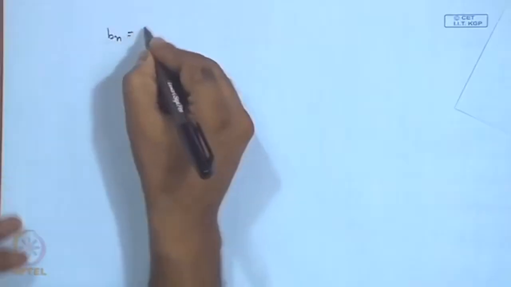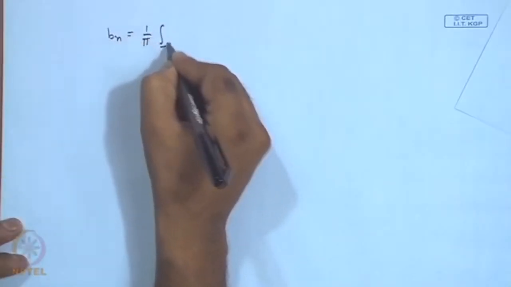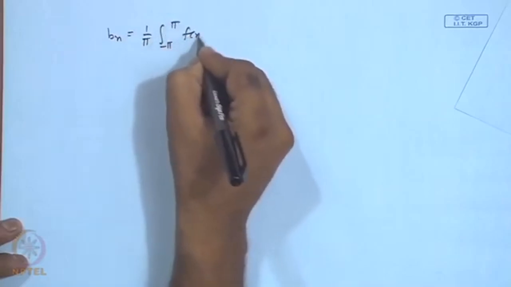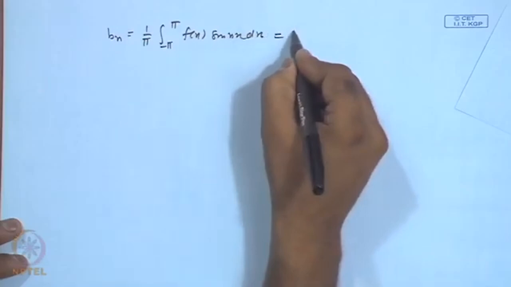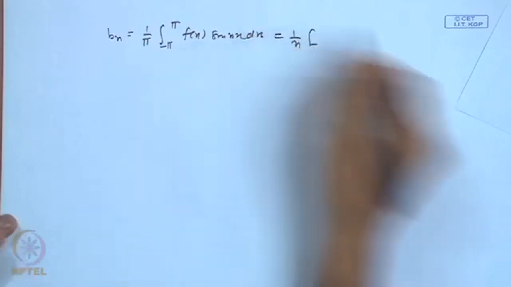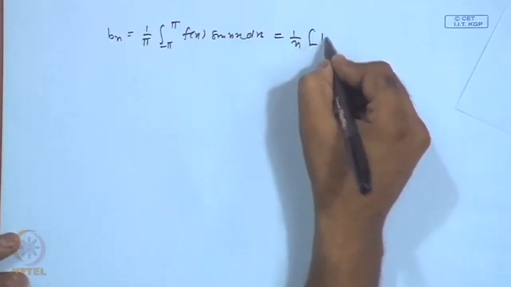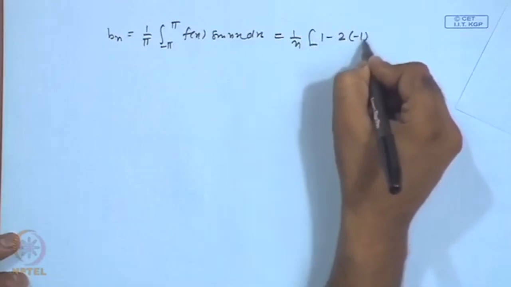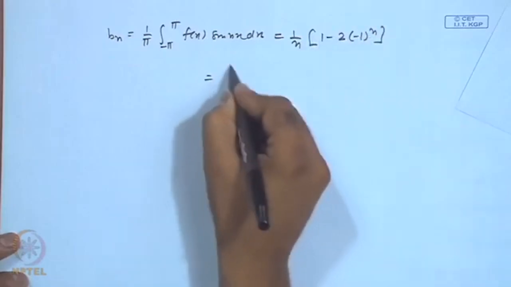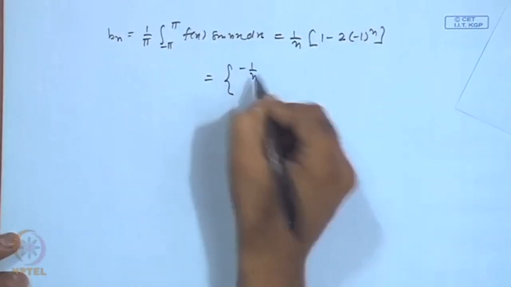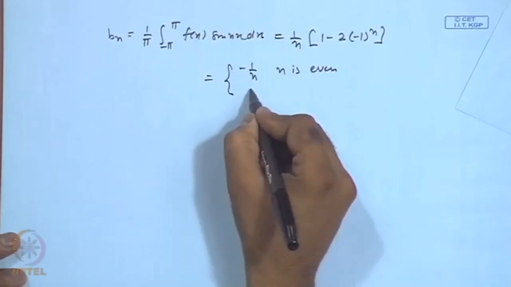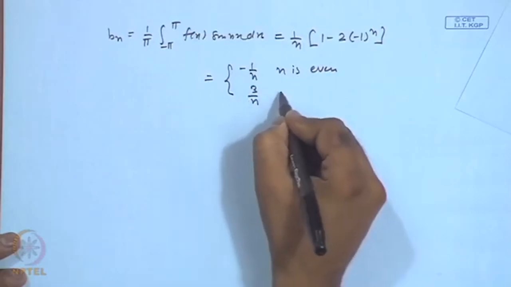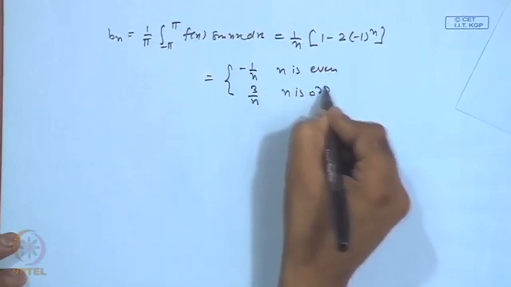So, similarly, we can get this b_n, which is 1 over pi, integral from minus pi to pi of f(x) sin nx dx. I skip all these calculations. So, in this case, we have minus 1 over n when n is even, and 3 over n if n is odd.